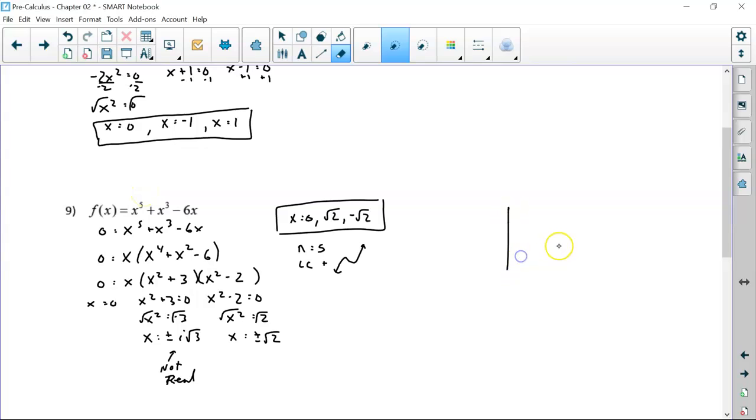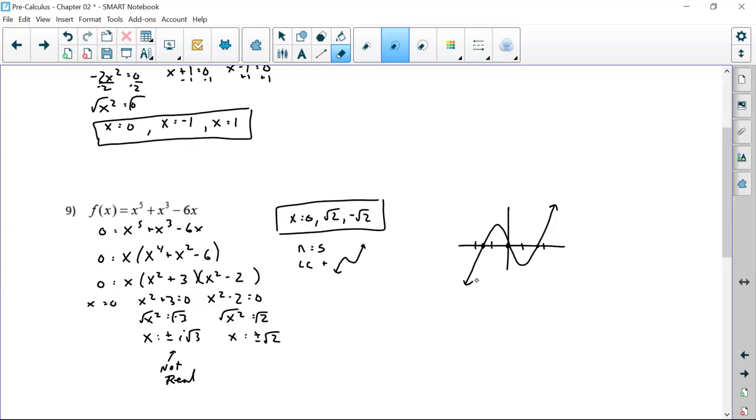So if we were to graph this, the square root of 2 is between 1 and 2, so it's going to be around here, and 1 at 0. What it's going to do is go up through that point, down, and up again. This graph actually only has 3 turning points. Remember, n minus 1 is the at most number of turning points, not the exact number of turning points.